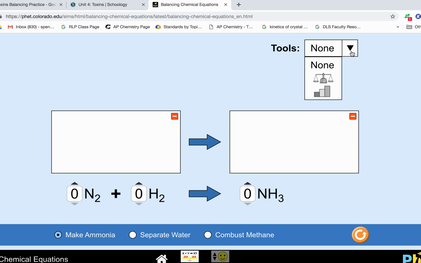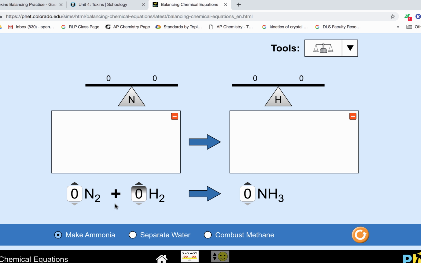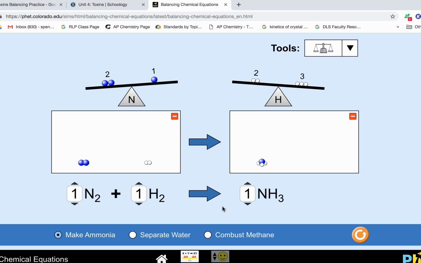It's helpful if you use this little toolbar up here, and you can do the little scales here. I like this one. But let's just see what happens if I put each coefficient at 1. Well, you can see that the equation is not balanced, and the reason for that is that on the right-hand side of the equation, I've got 3 hydrogens and I've got 1 nitrogen. If we go over here, I've got 2 hydrogens and I've got 1 nitrogen.